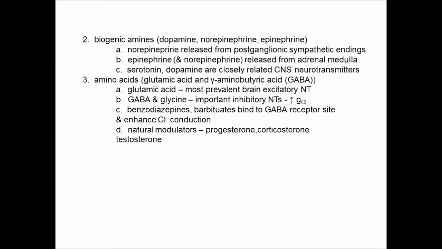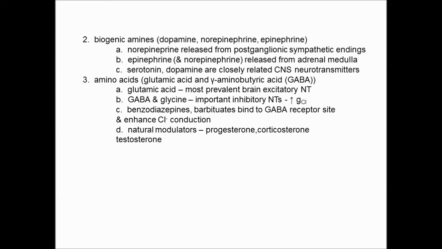We have some very classic amino acids that also serve as neurotransmitters. Glutamic acid is actually the most prevalent excitatory neurotransmitter in the brain. We talk about acetylcholine so much that you get the idea that that's the primary neurotransmitter. Certainly not. Within the brain, glutamic acid is far more important than any other neurotransmitter.